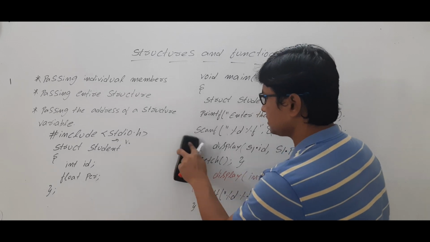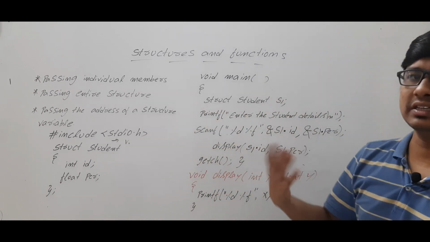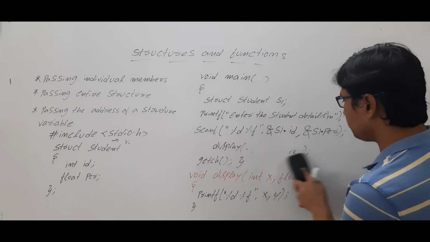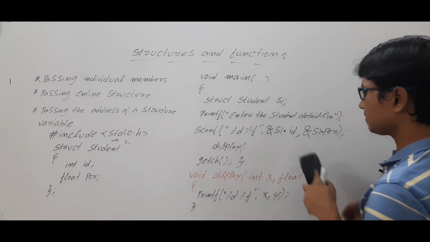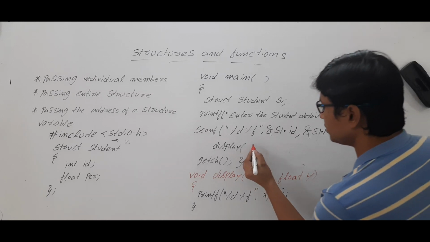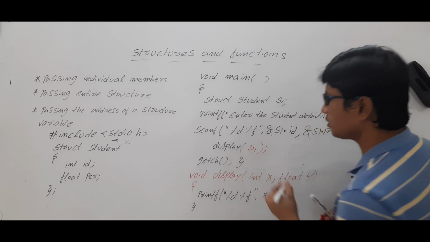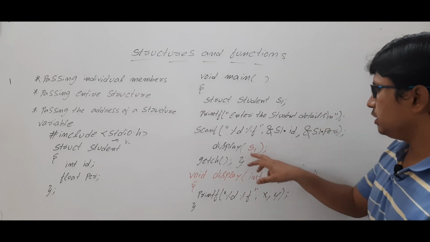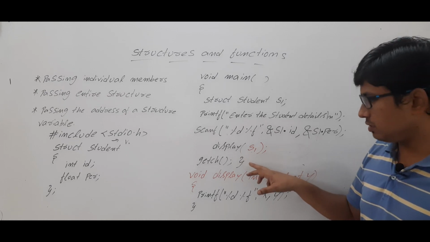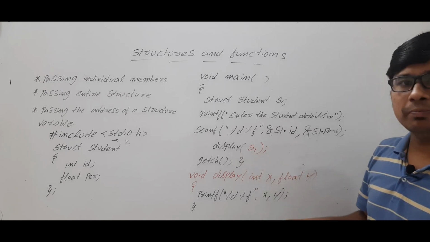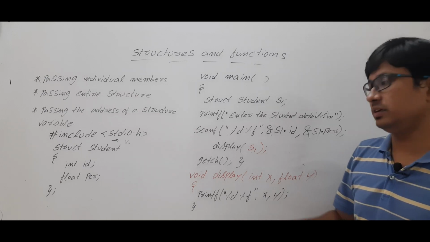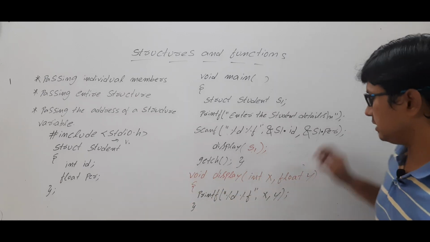Now let me erase this one because I want to pass the entire structure. So instead of members, I want to pass the entire structure variable, which will be s1. Are you able to understand? Now if you are passing the structure variable, then the data type of the formal parameter should also be what? A struct student. Is it clear?